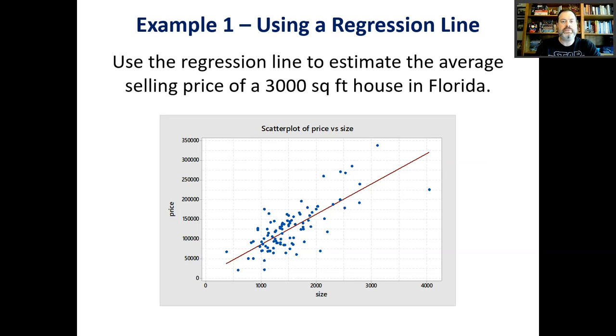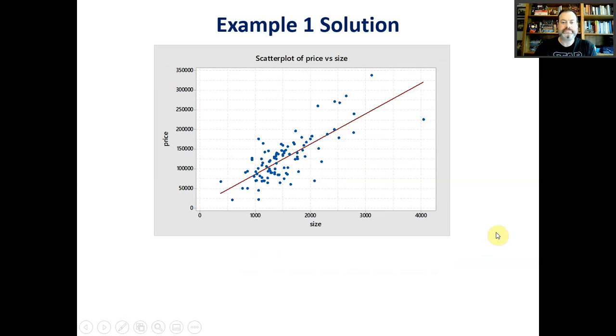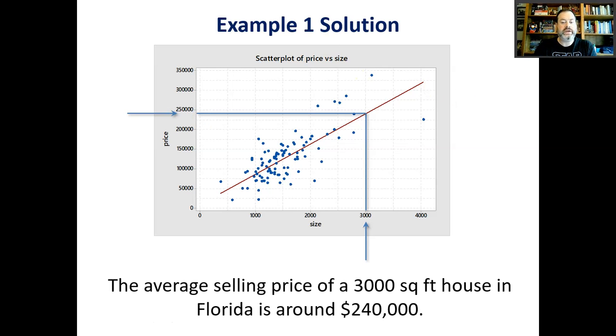So let me show you how you make predictions with a regression line. Without the line, you'd have to go over here to 3,000 square feet and go up and kind of guess, well, the price of the house is probably in this area somewhere. But when you have a regression line, so here's 3,000, all we have to do is go up to the line, and then you just go over, and whatever that value is, that is the average selling price for a house of this size based on the data that we're given, right? So the average selling price of a 3,000 square foot house in Florida is around $240,000.